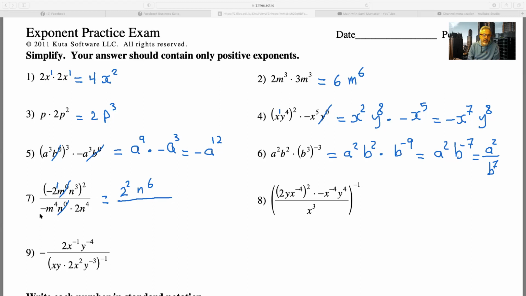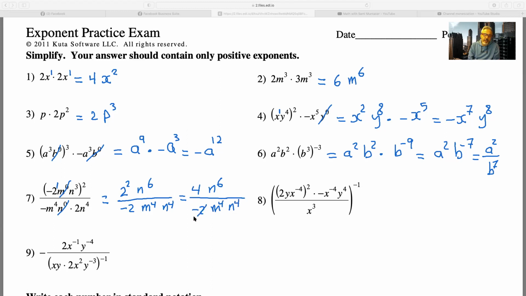I'm going to multiply the bottoms now. There's a negative 1 in front here times 2. That's just negative 2. And m to the 4, n to the 4, which equals 2 squared, which is just 4, n to the 6, over negative 2, m to the 4, n to the 4.